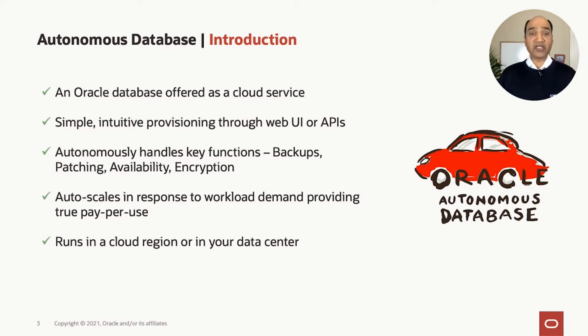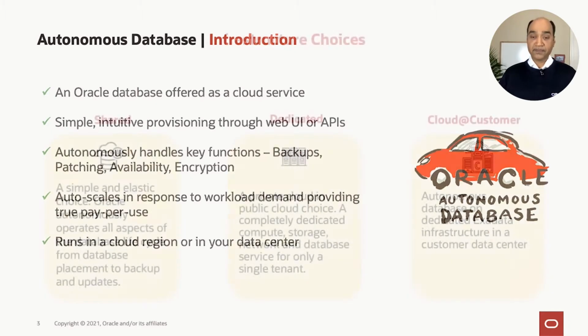The Autonomous Database also runs on a variety of platforms. It can run in one of the 32 public cloud regions worldwide. It can run in your own data center if you so choose. It can also be brought to a special region that could be built for your company in case you desire.